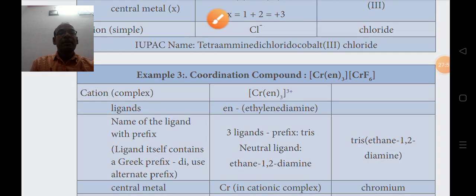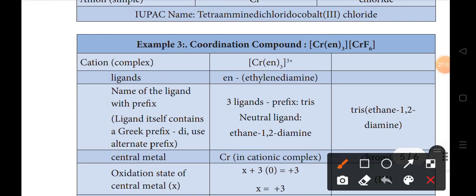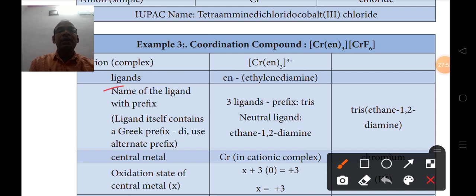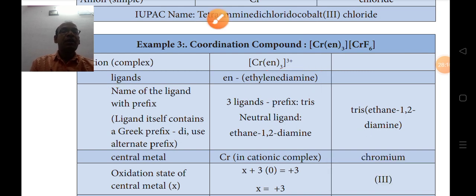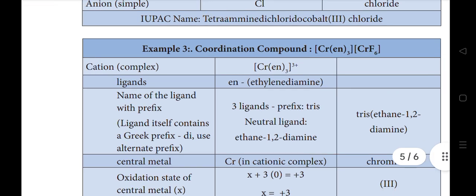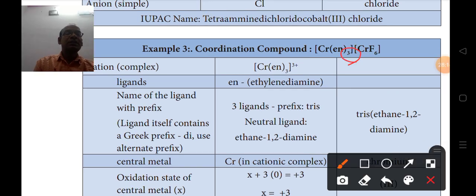First, the name is given to the ligands, therefore ethylene diamine 3. In this case, di is already in the name, therefore this 3 En is denoted by tris ethane 1,2 diamine.